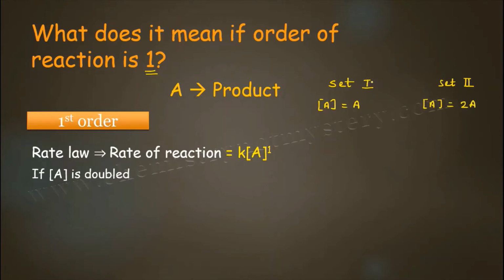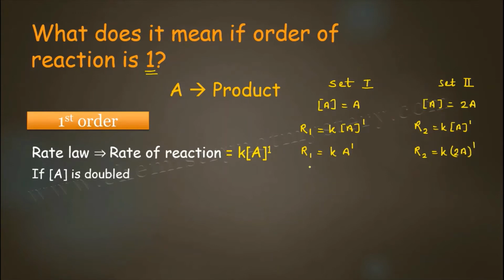Now solve the equation for set 1. Here you will get rate 1 is equal to K into concentration of A raised to the power 1. When you place the value of reactant concentration in this equation, you will get R1 is equal to K into A raised to the power 1. Similarly, when you solve the equation for set 2, you will get R2 is equal to K into reactant concentration raised to the power 1. Now place the value of reactant concentration. So you will get R2 is equal to K into 2A raised to the power 1.